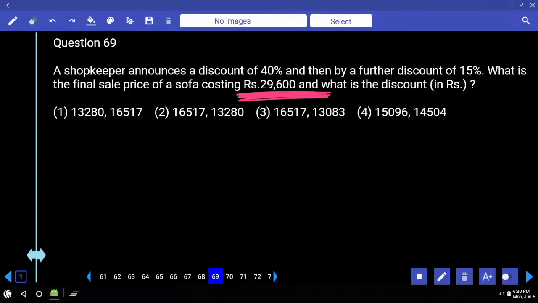The sum of selling price and discount will give the labeled price, market price. So the total of these two will give 29,600. Here the discounts are 40 and 15. What is the single discount equivalent to 40 and 15?